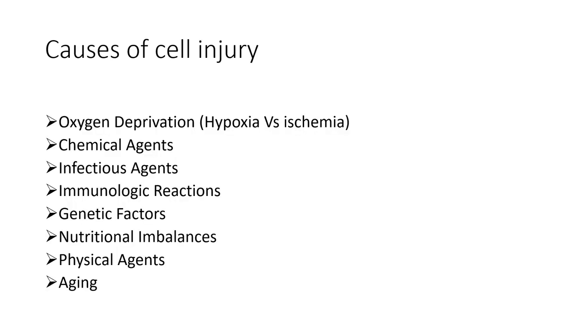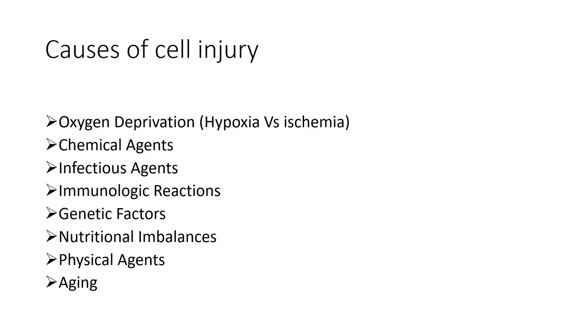Now the causes of cell injury are variable and there is a long list. One of the most common causes of cell injury is oxygen deprivation. Oxygen deprivation we call hypoxia, a decrease in oxygen supply. The cause of hypoxia could be ischemia, which is loss of blood supply. The most common cause of hypoxia is ischemia, but there are other causes of hypoxia other than ischemia, like certain respiratory diseases, and anemia for example.